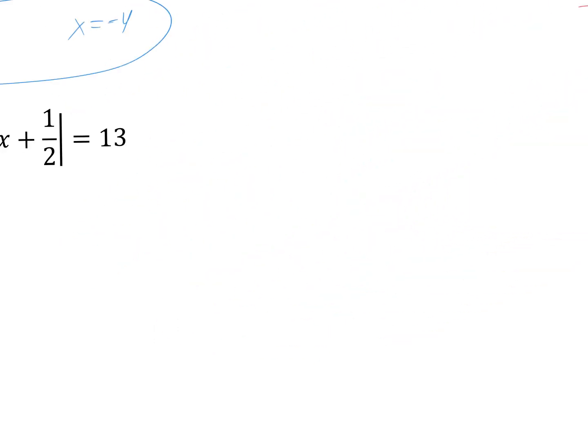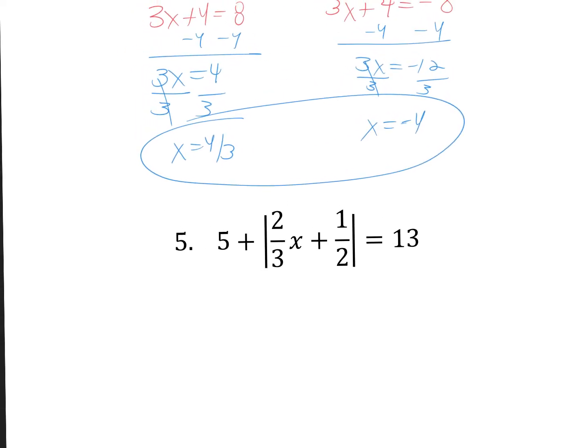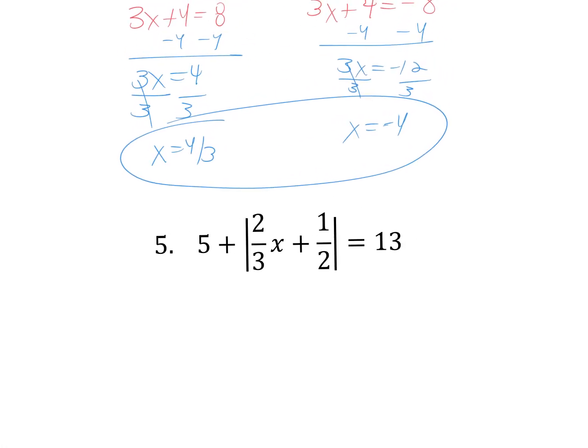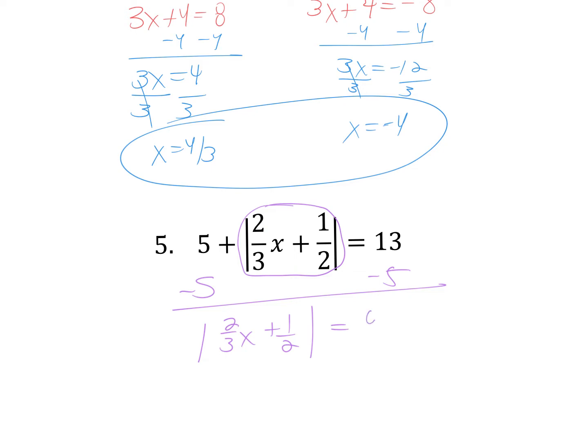All right, when you come to something like number 5, this is not an extremely difficult problem. Yes, you have fractions, but you're going to have fractions. You guys need to be able to work with them. Okay, we're going to do the same thing. We want to isolate the absolute value. So I'm going to subtract 5 from both sides. So I get the absolute value of 2/3 x plus 1/2 equals 8.